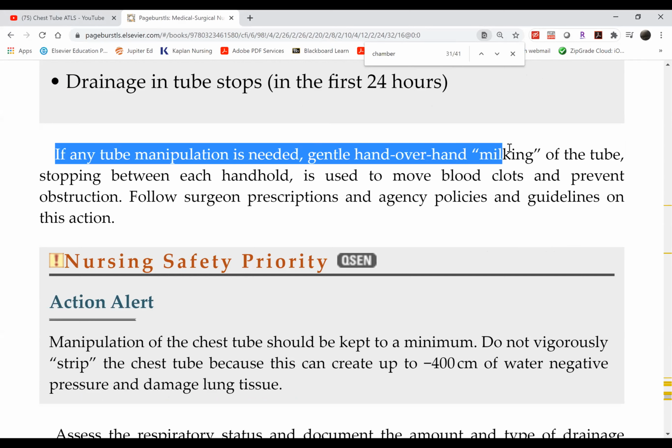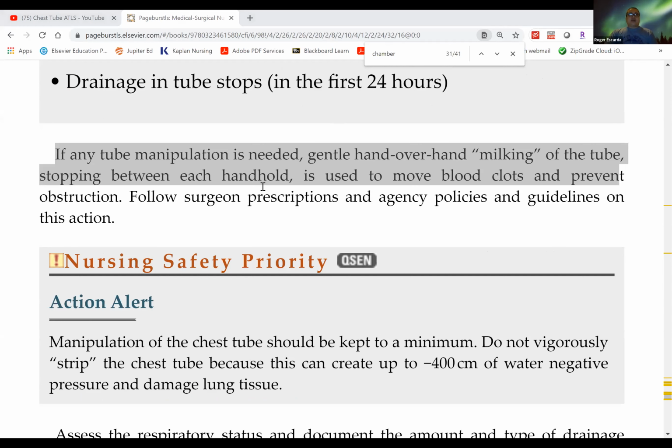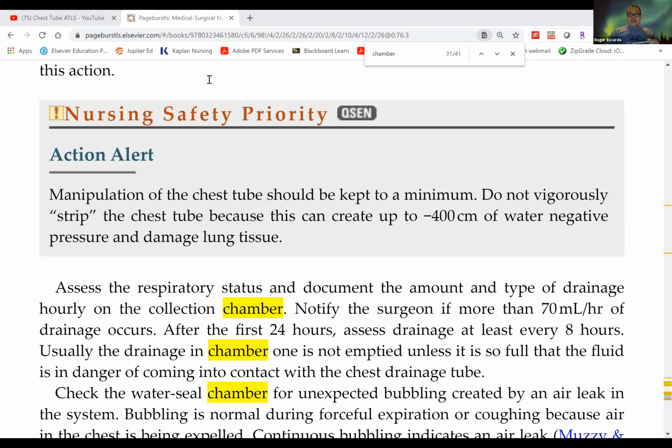You can do gentle hand over hand milking. So let me demonstrate milking. Okay, do you see me? You see me? Yes. Okay, so if this is the tube, I won't strip. Stripping would be like this. You can't do that because, as written here in your action alert, that will create up to 400 centimeters of water pressure. That's a lot of pressure on the lung. You collapse it. So now you're going to have to do milking.